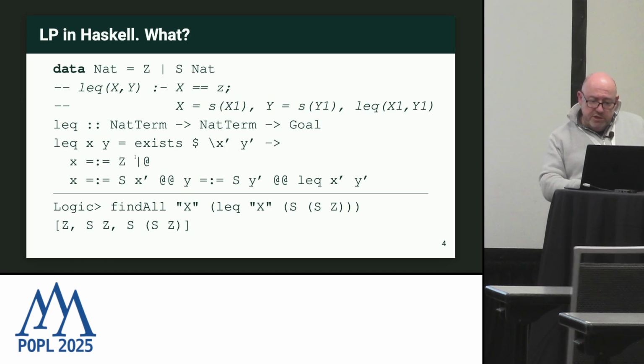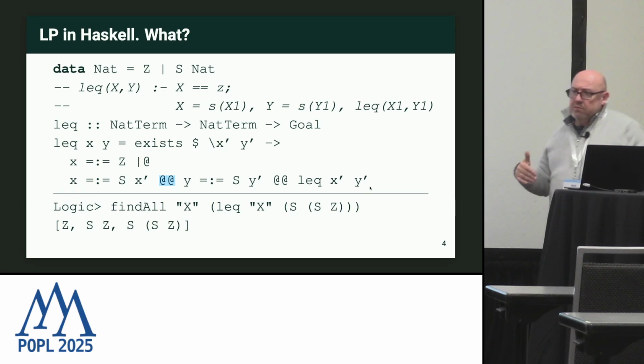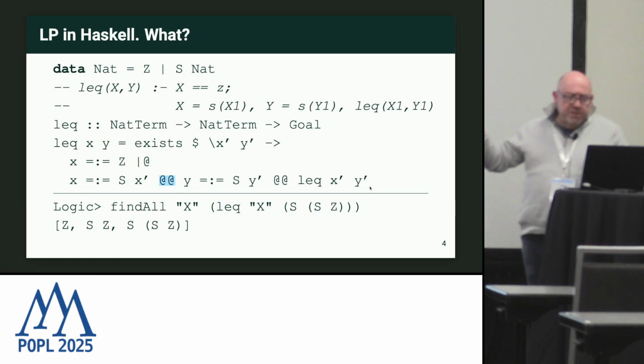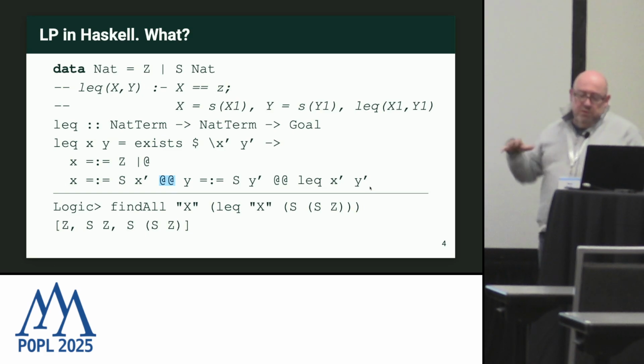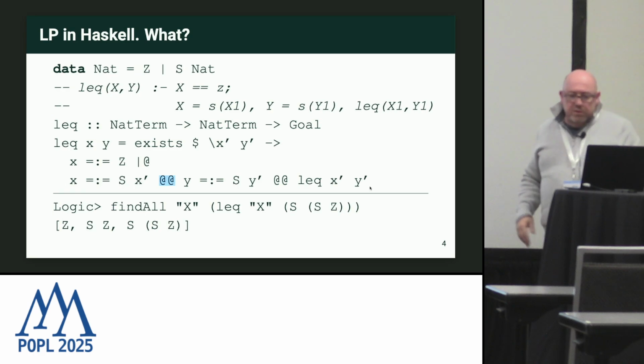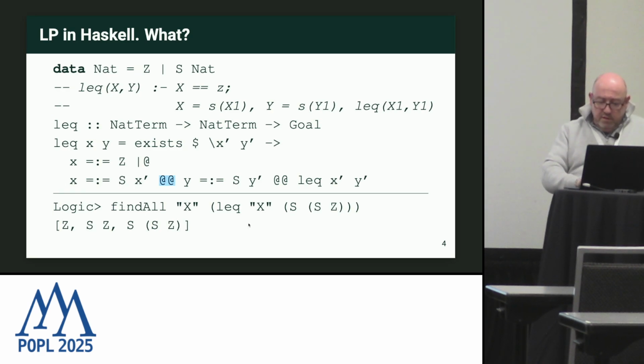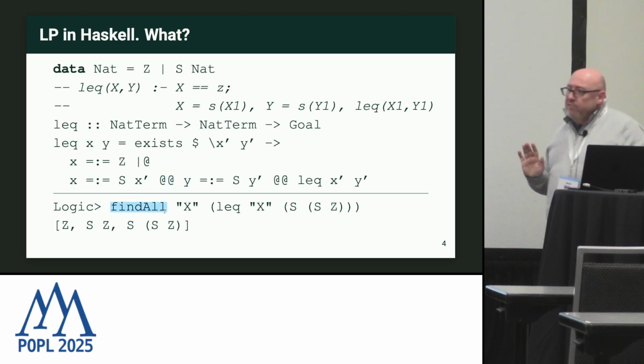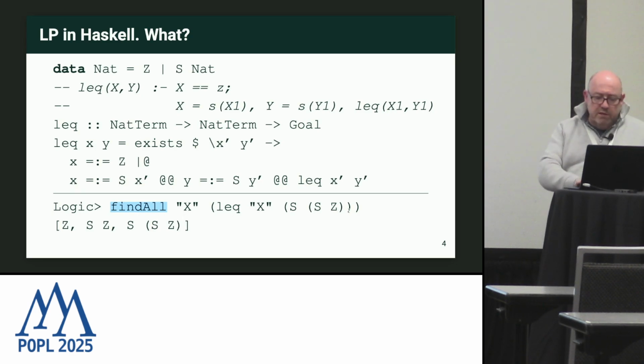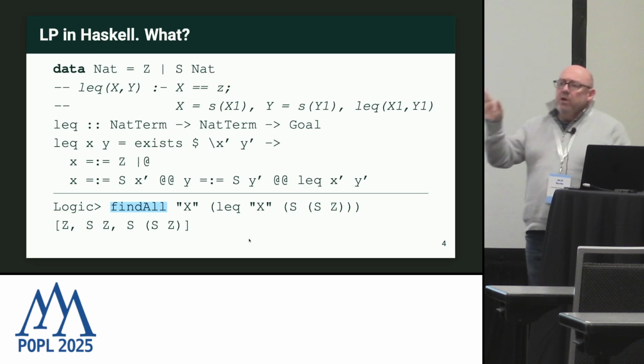This is a disjunction combinator. Either x is 0 or x is the successor of x prime. This is a conjunction combinator. y is the successor of y prime, and x prime is less or equal than y prime. So basically, you can read this Haskell code like you read Prolog code, and you can call this Haskell findAll function, find all the x such that x is less or equal than 2, and you obtain this list. So it works.